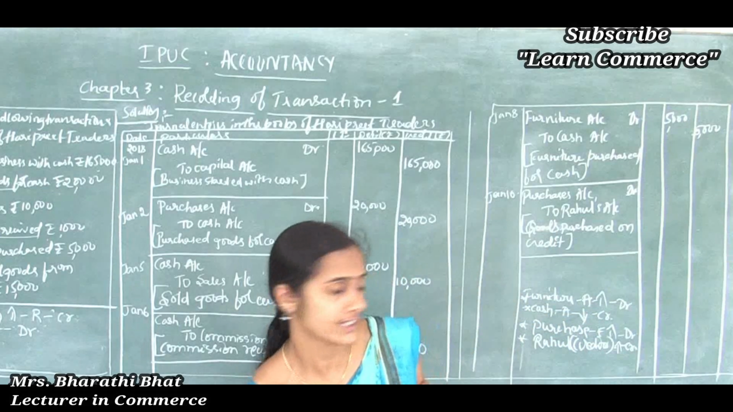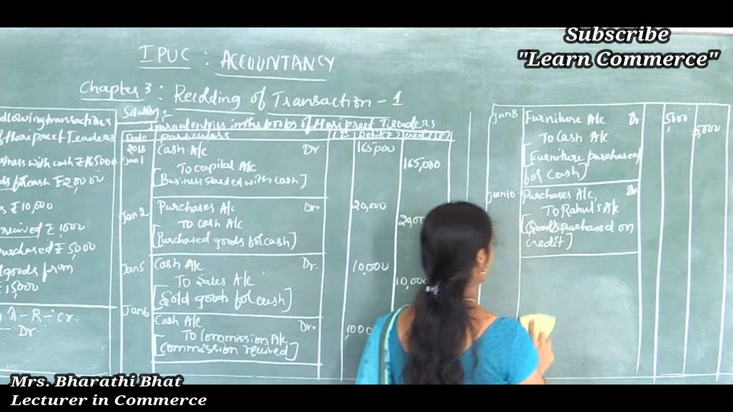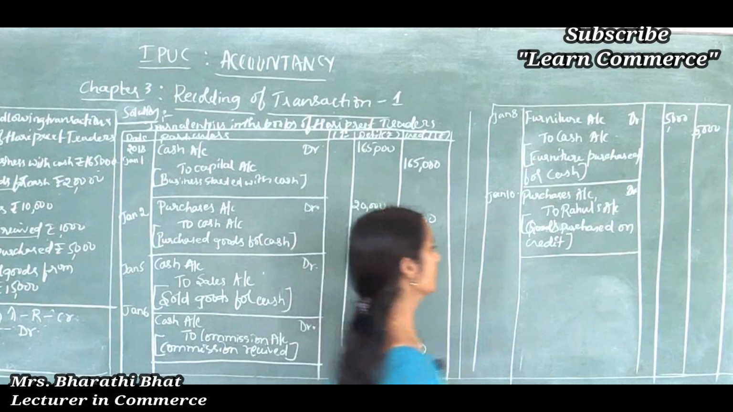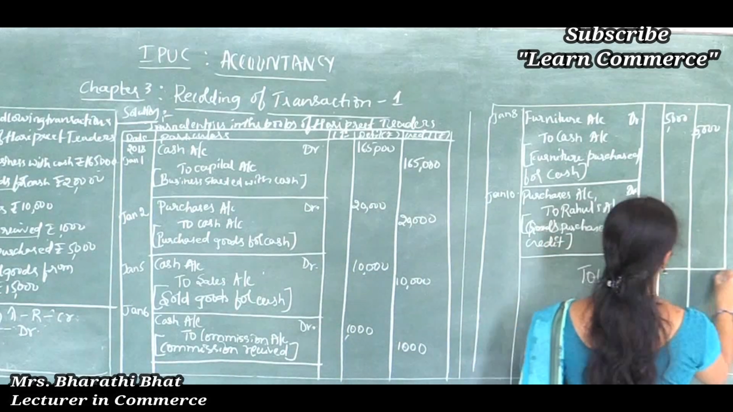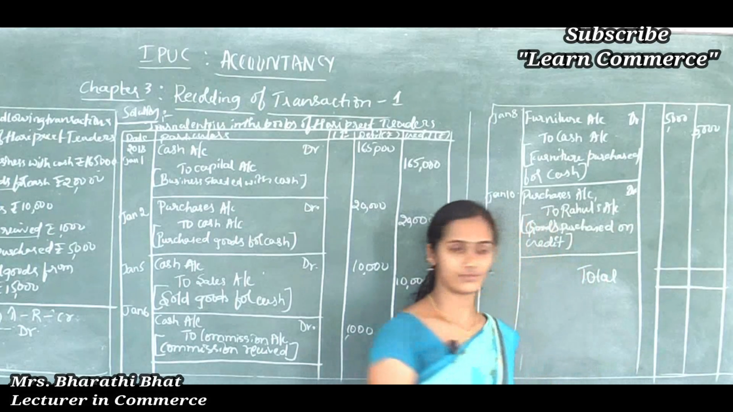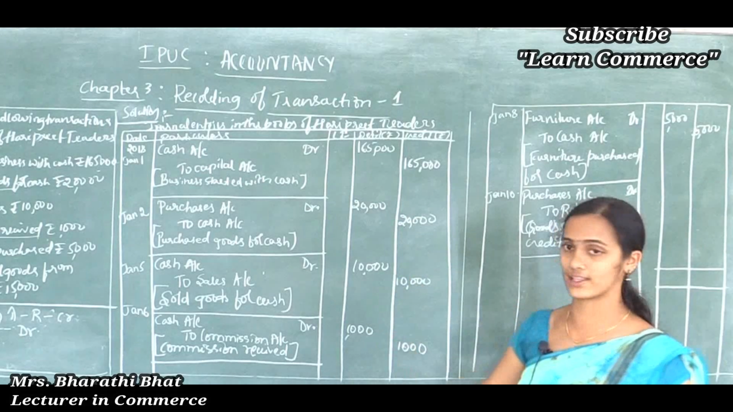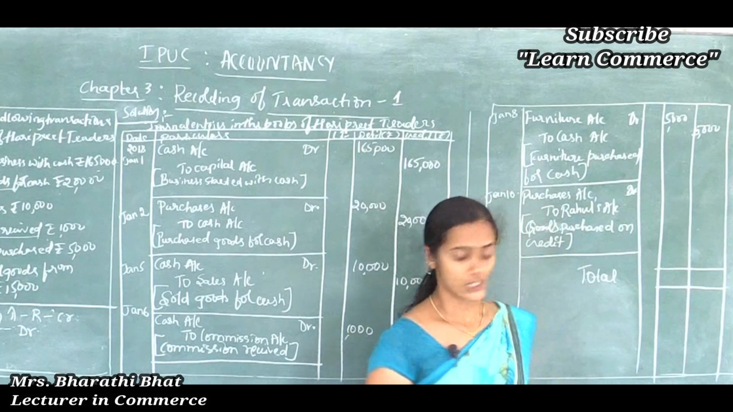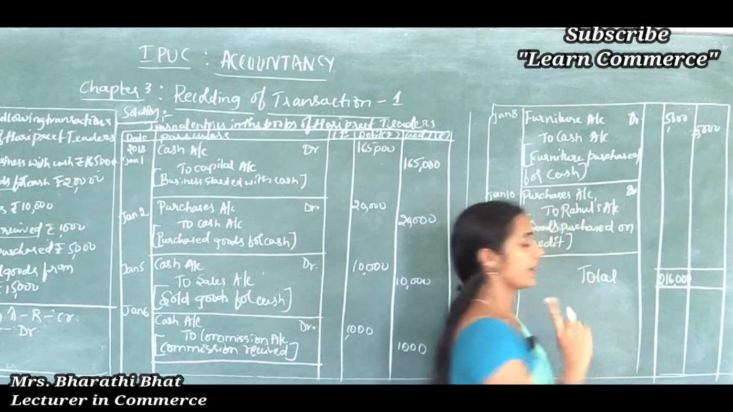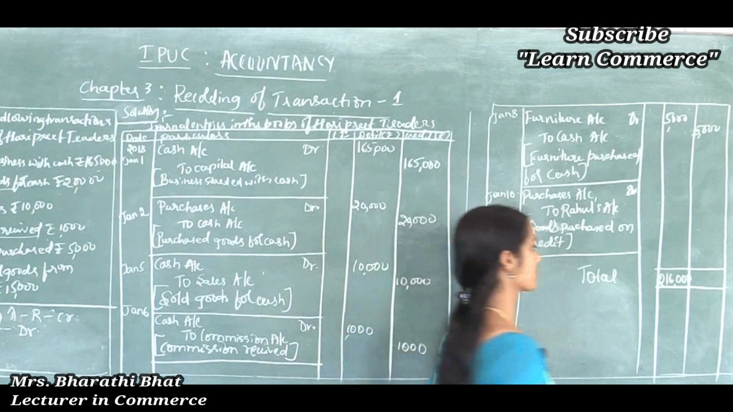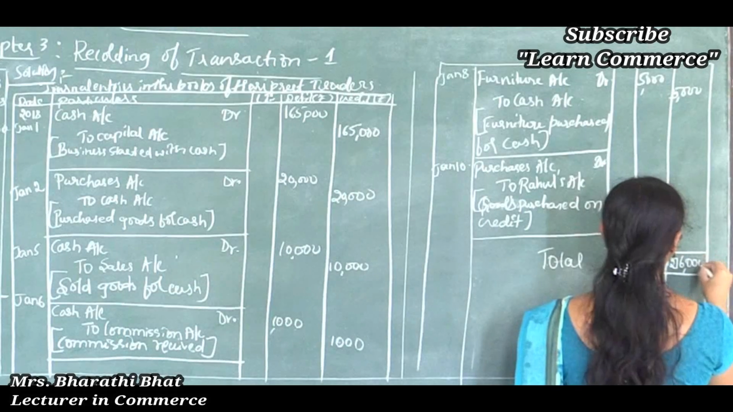Goods purchased on credit. Then we should total the debit column, and we should total the credit amount column. So 1,65,000 plus 20,000 plus 10,000 plus 1,000 plus 5,000, 2,16,000. The thing is, both the debit amount column and the credit amount column must get the same value, means must tally. 2,16,000.